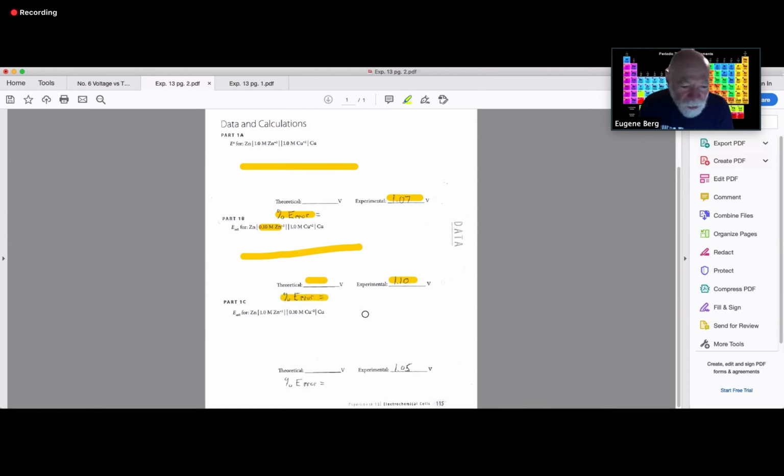And by the way, you might be thinking about this while you do this: how should the voltage change from part A to part B? You should reason out if that makes sense or not.